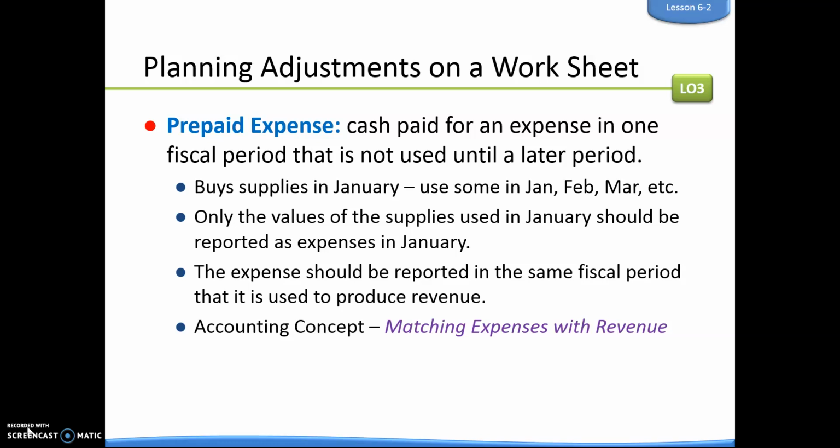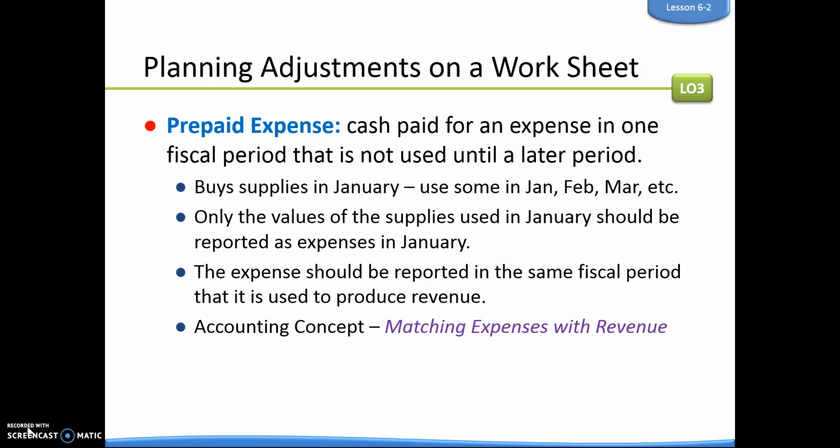So, first things first, let's talk about what adjustments are and why we do them. We have two types of things called prepaid expenses. A prepaid expense is where we pay cash for an expense in one fiscal period, but we don't actually use it until a later period. So one of the examples is if we buy supplies in January, we might use some in January, we might use some in February, we might use some in March, there might still be some available in April, etc., etc.